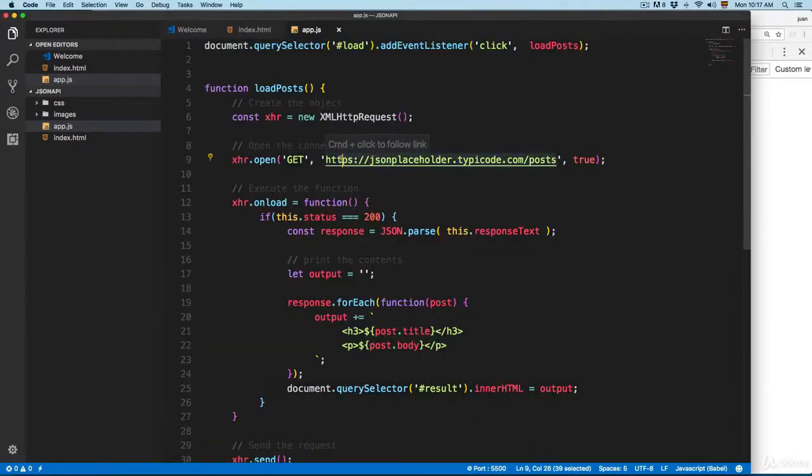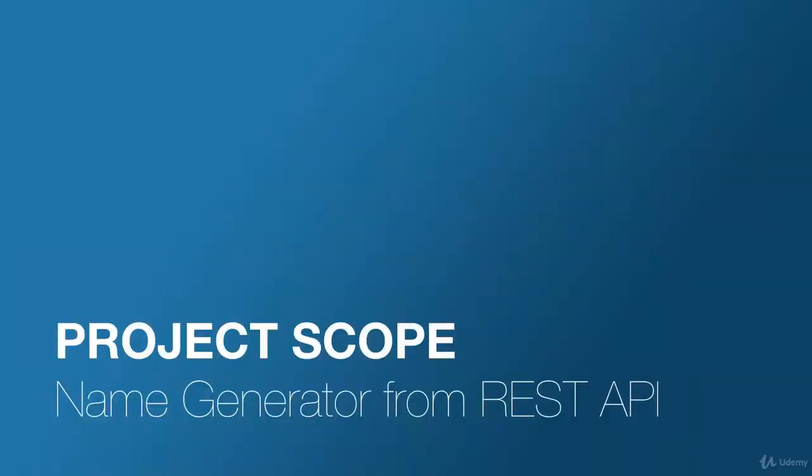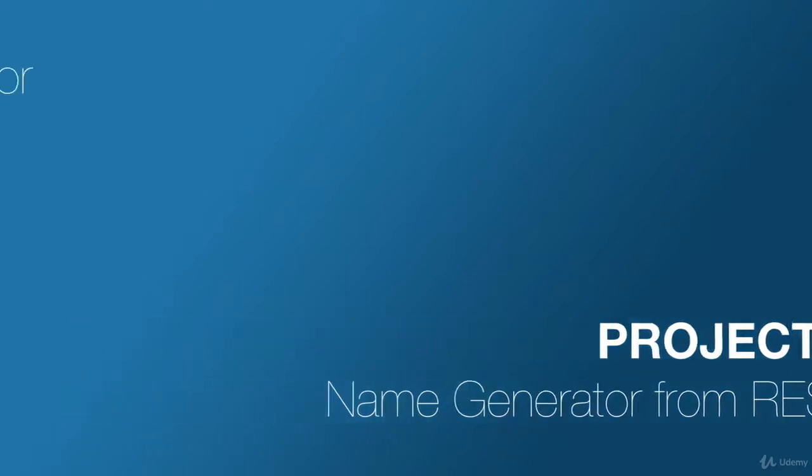There are some others that are more advanced where you can send some arguments into the URL. We're going to see an example of one of these REST APIs in the next video, where we are going to develop a complete project using a REST API. So let's review the project scope for the name generator from a REST API. This is going to be one of my favorite projects for this course. So let's review the scope.